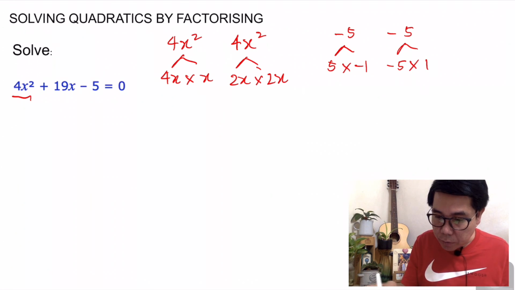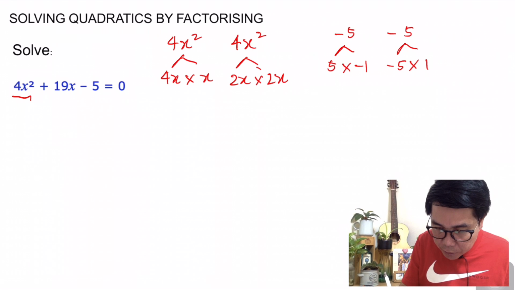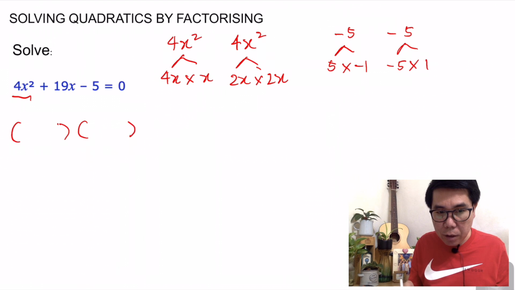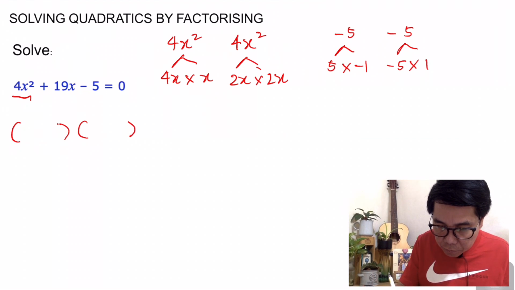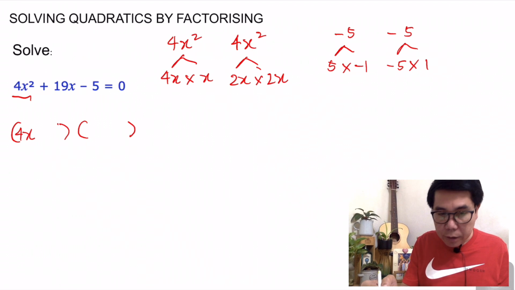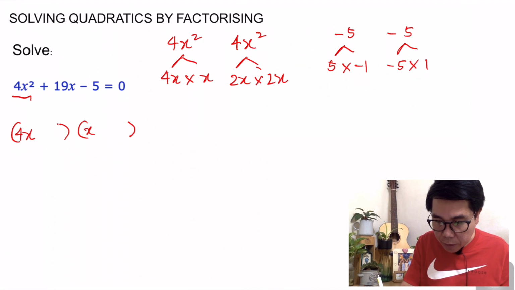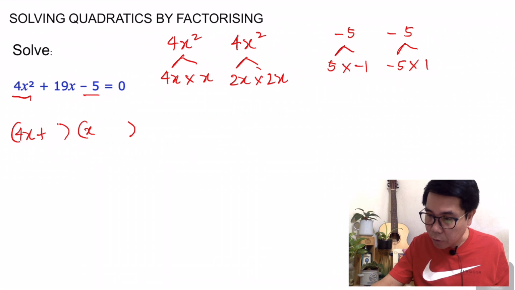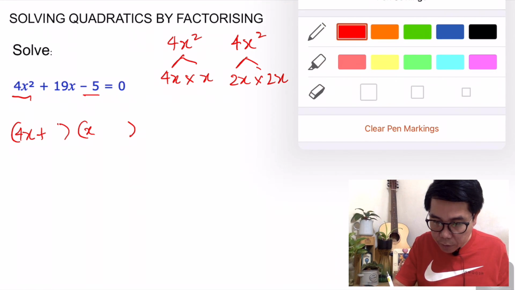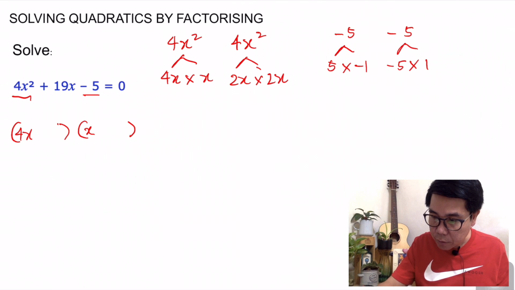Now, since we have negative, we have first to do the trial and improvement. So let's say I'm going to use 4x and the other one is x. Now the middle, this is negative here, so one should be positive and the other one should be negative, or negative or positive. So I'll try here x minus 1, and then x plus 5.